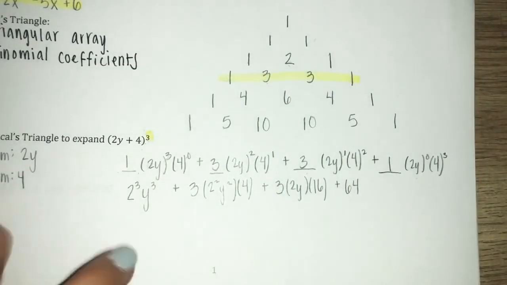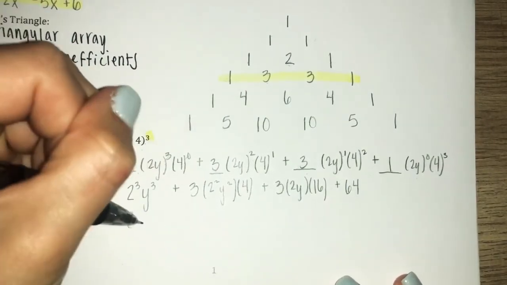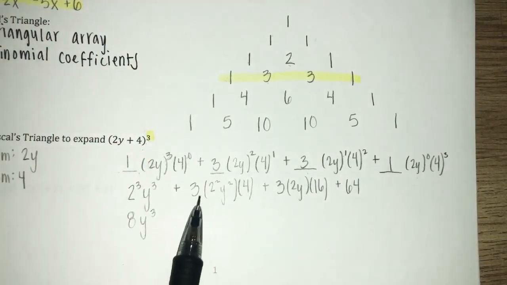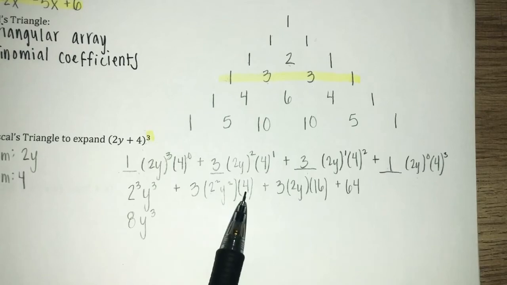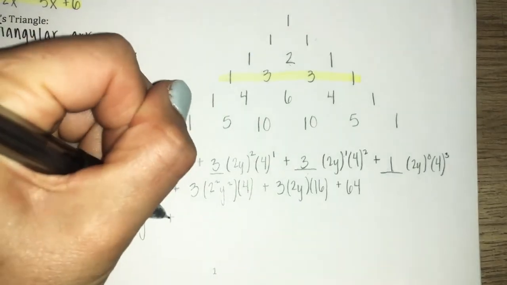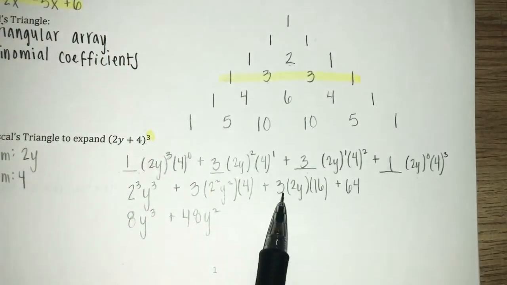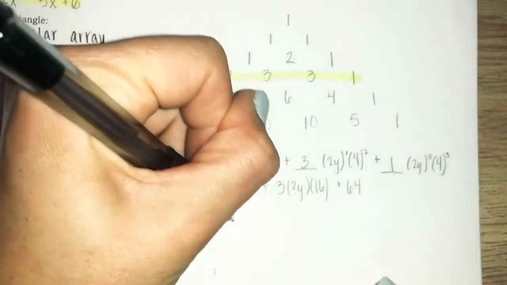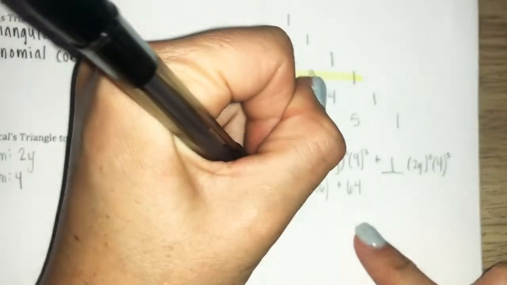Now I can just keep simplifying. 2 to the third power is 8. So 2 times 2 times 2, and then 8y cubed. And then for this term, 3 times 2 squared, so 2 squared is 4. So 3 times 4 is 12, and then 12 times this 4 would be 48, so plus 48y squared. And then 3 times 2 is 6, and 6 times 16 is 96, so plus 96y, and then plus 64 comes down.